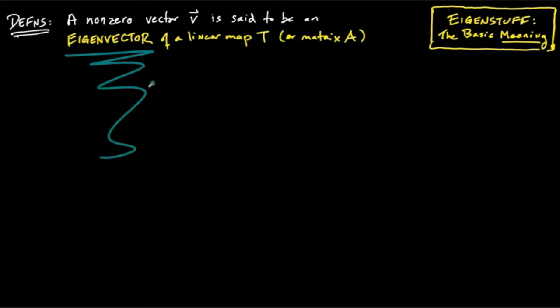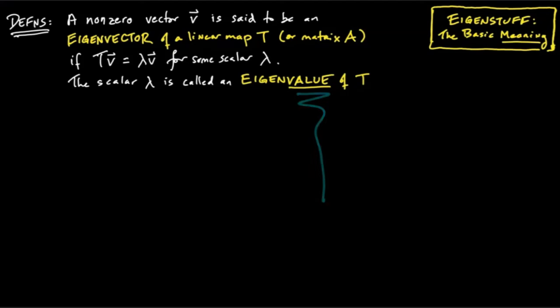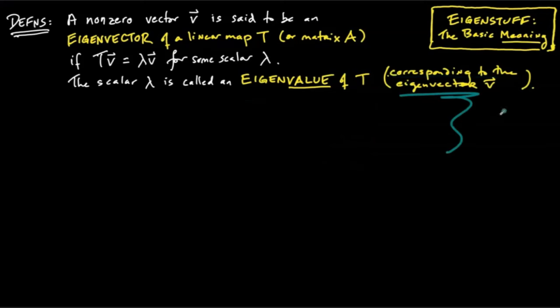We'll make two definitions at once. A non-zero vector v is said to be an eigenvector of a linear map T, or a matrix A, if Tv is lambda v for some scalar lambda. Or if we are working with a matrix A, then the statement, of course, would be Av is equal to lambda v. And the scalar lambda, when this happens, is called an eigenvalue of the linear map, or matrix as the case may be. And to be a little more precise, we would say that lambda is the eigenvalue of T corresponding to the eigenvector v.